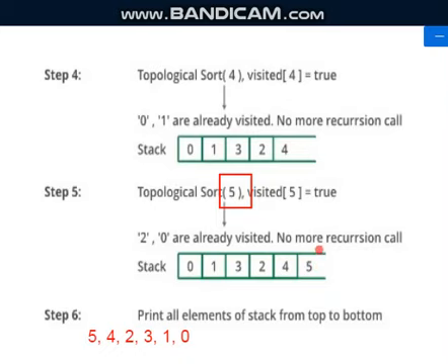See, this is the top, no? This is the top. So from top to 0 we print. So that is 5, 4, 2, 3, 1, 0. So this is the order in which the vertices are sorted. Okay. So this is what is topological sorting.